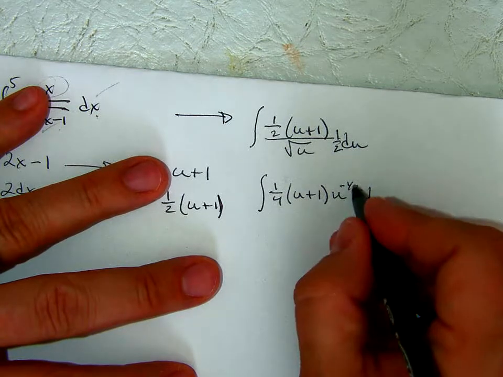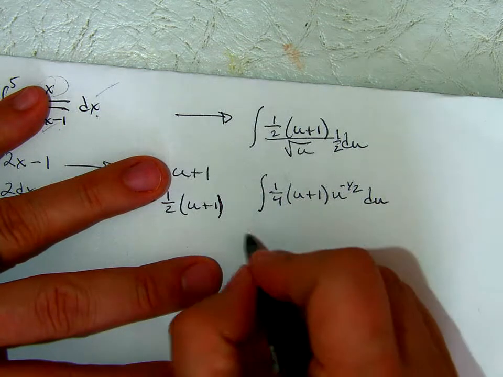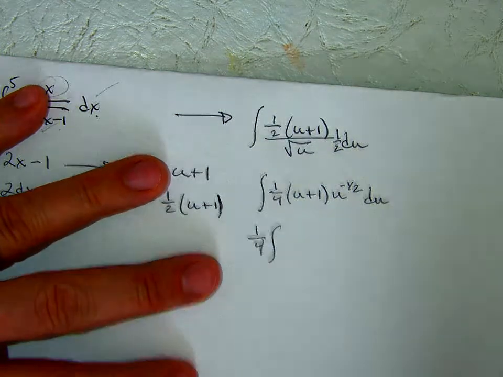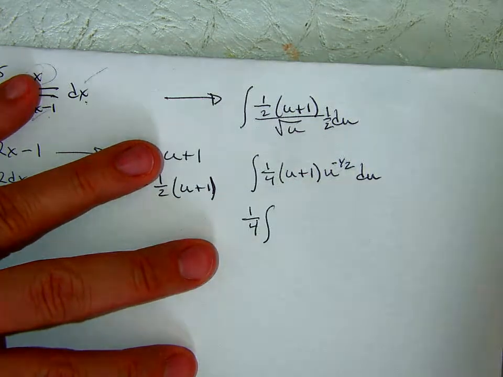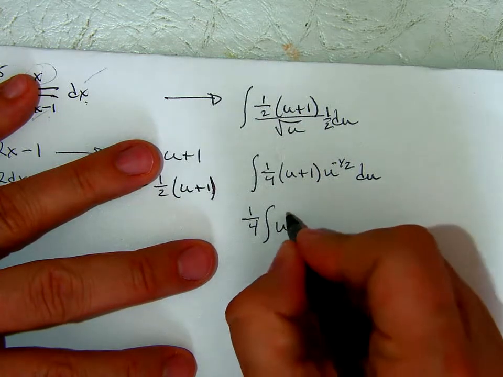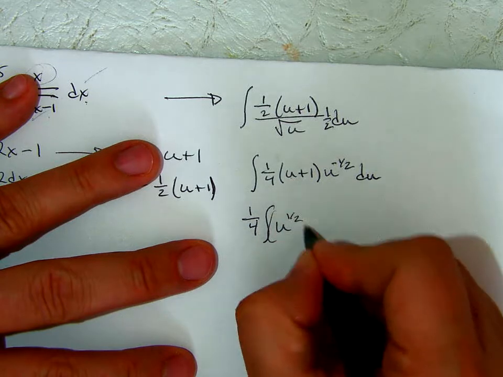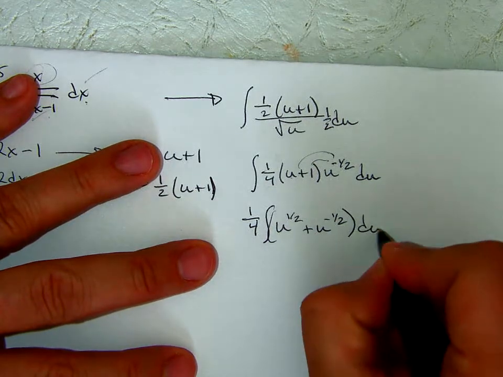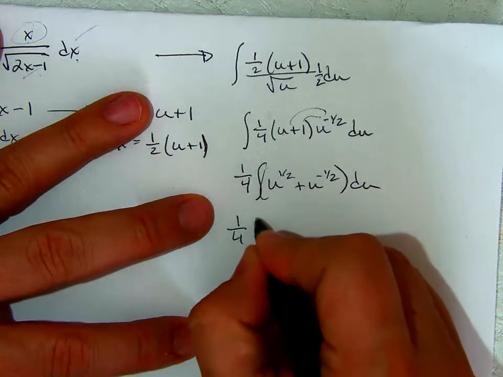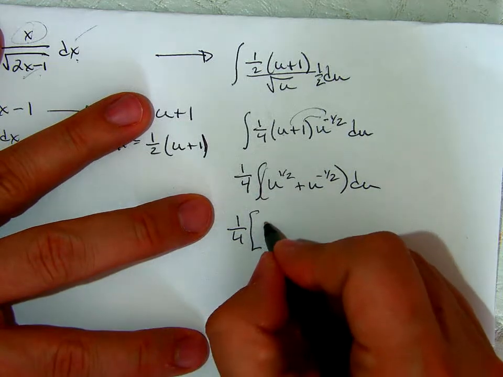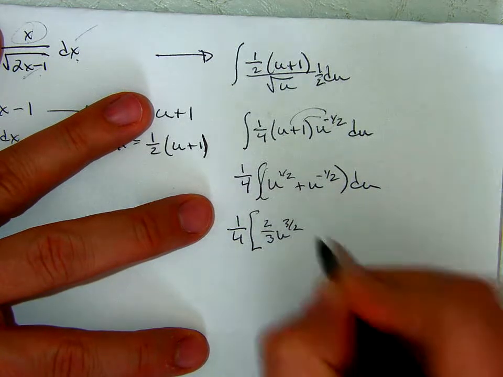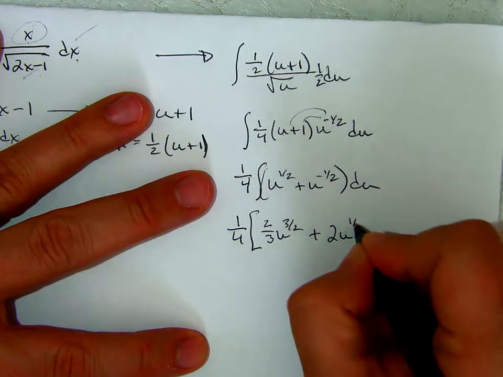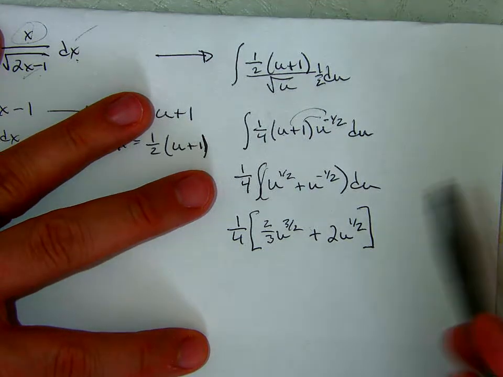I'll distribute this outer u to the negative 1/2, and I'm going to actually pull the 1/4 out of the integral because that's just how I like to do it. You can always pull a scalar outside. So I end up with u to the 1/2 plus u to the negative 1/2, right? That's the product of my distribution, du. And then I get 1/4, and I'm going to end up with 2/3 u to the 3/2 plus 2u to the 1/2. Right, that's the antiderivative.